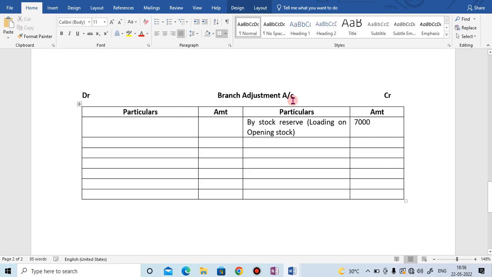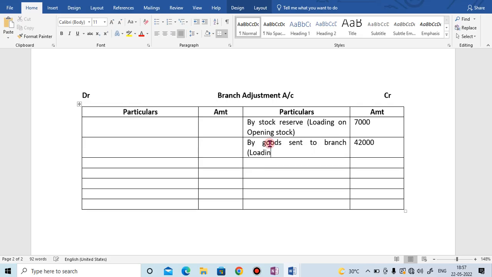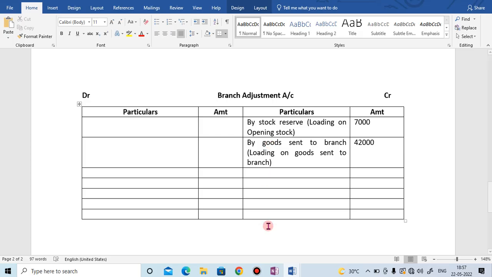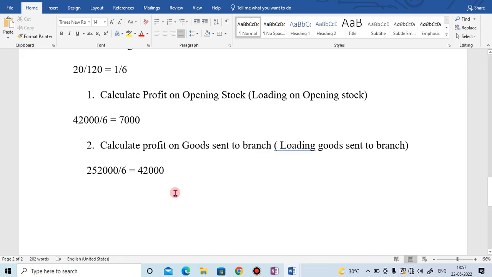All the amounts of loading will be posted in branch adjustment account. So here by goods sent to branch 42,000. Reason, loading on goods sent to branch.